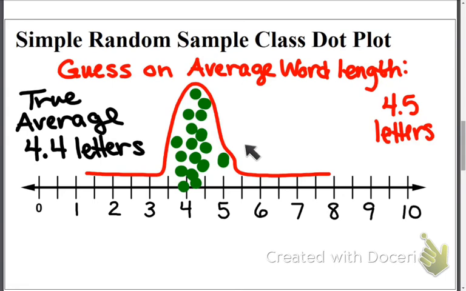The actual average, this over here, would be considered a parameter. This is using software to determine the average number of letters in each word is 4.4. So what I want you guys to notice is that when we put our data together as a group using a simple random sample, we got much closer to what the true average is than when we used a convenience sample.